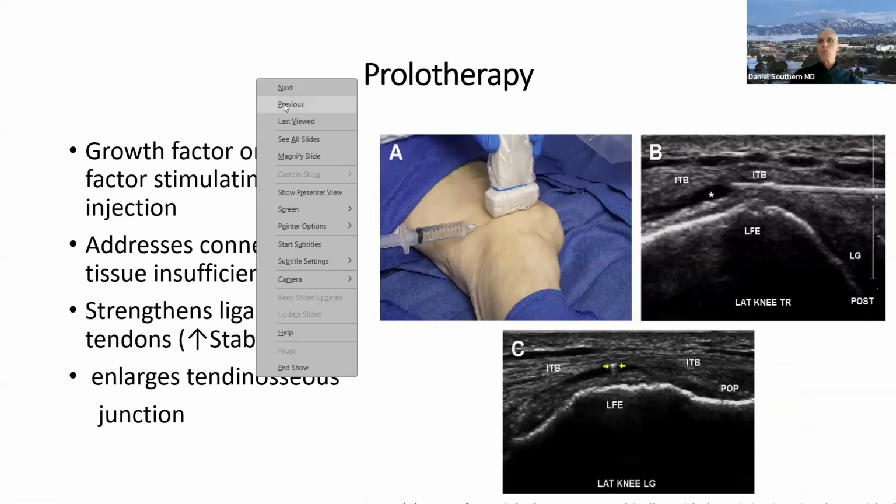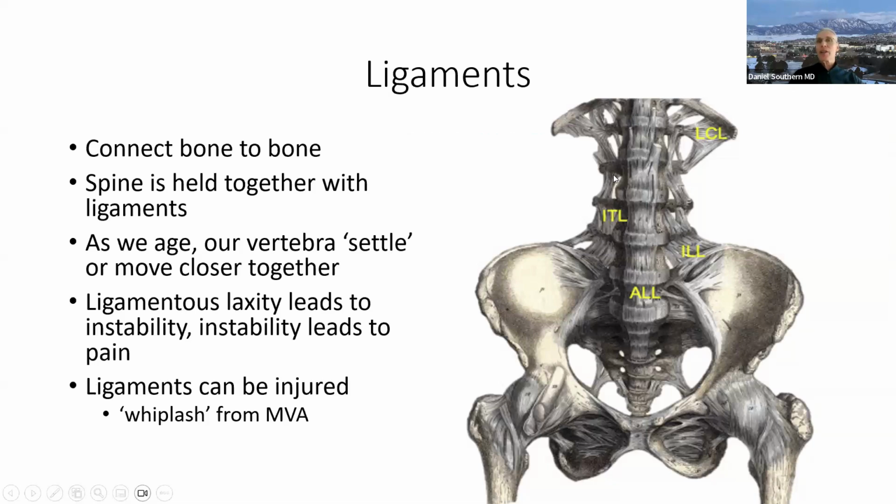Let me go back. These are the intertransverse ligaments. So you see nothing but ligaments. This is the anterior longitudinal ligament that we're looking at, connecting the anterior vertebral bodies. Ligaments connect bone to bone, and the spine is held together with ligaments. Unfortunately, when there's no muscle involved, just ligament connecting a bone to a bone, physical therapy really can't help this because there's no muscle here. You can get a muscle stronger, but it's tough to get ligaments strong through exercise alone.